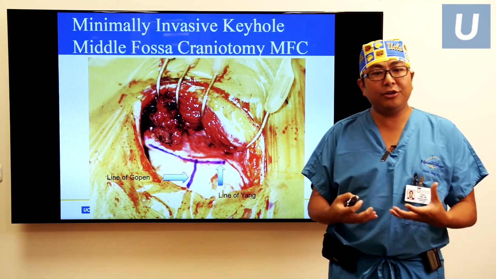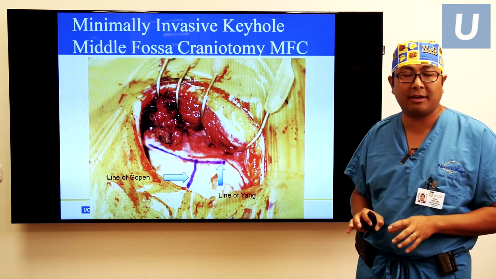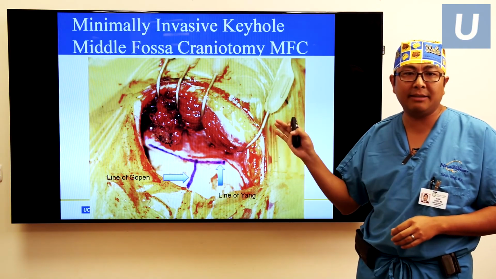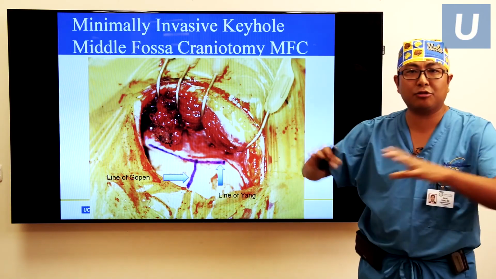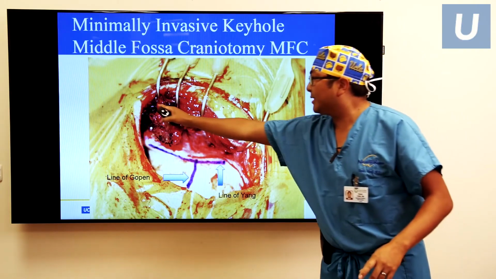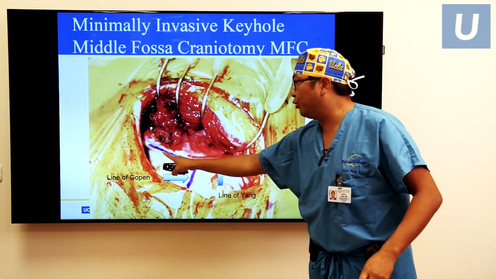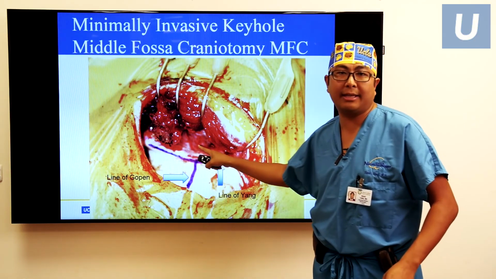And so we do these middle fossa craniotomies, and I apologize if the picture is a little bit graphic here, but this is the surgery. This is the picture of the minimally invasive keyhole MFC. And so this looks large, but this is really blown up. This is approximately a 1-inch incision. This here is the root of the zygoma, and this here is the external auditory canal.